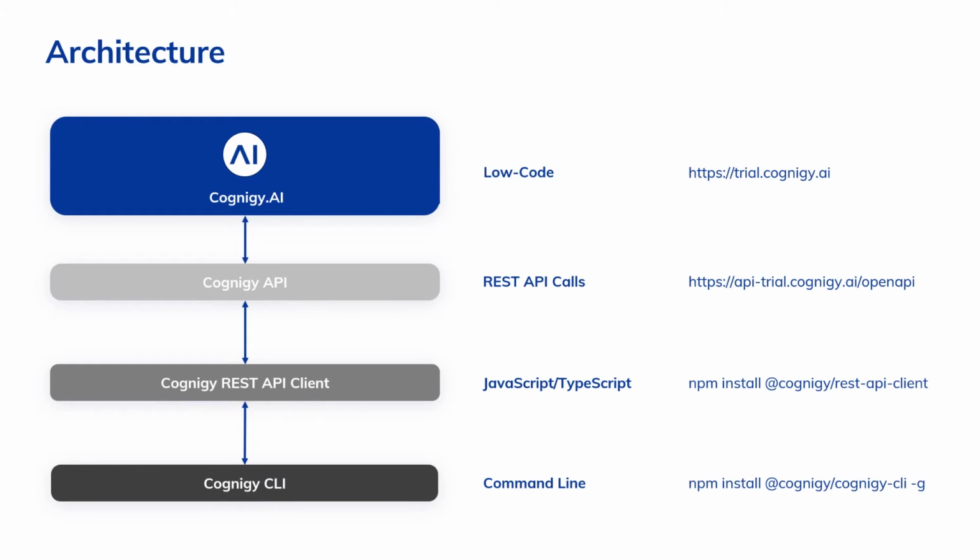The Cognigy CLI uses the REST API client, but makes a lot of the commands available in a more user-friendly way, so that you can use your command line, for example, your bash or your Windows command interface, to then interact with Cognigy through the REST API client and the API. And that's what we're going to look at today.